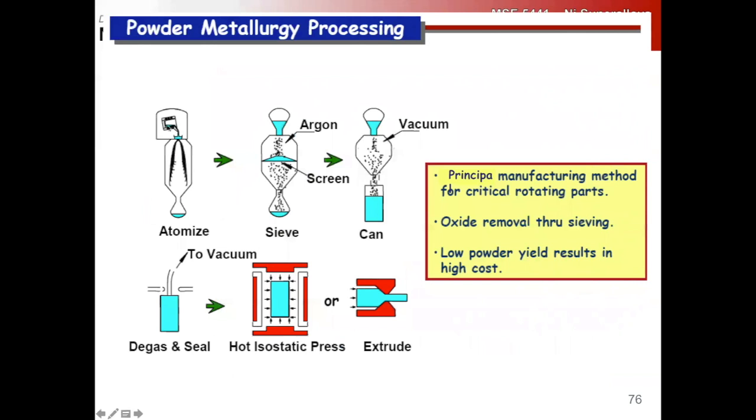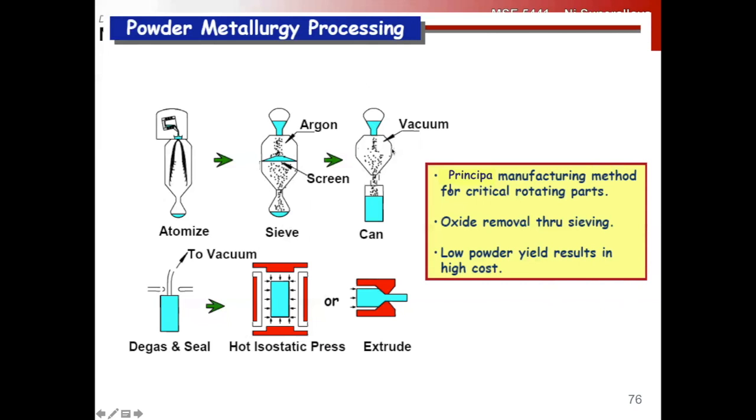All right, so basically the route is you have a melt. It's poured into a gas atomization, right? And then you have to pull out all the oxide removals, right? So there's a very expensive sieving process, right? And this has very low yields, right? This is not an efficient way to produce material, right?